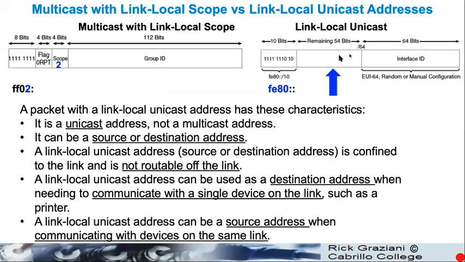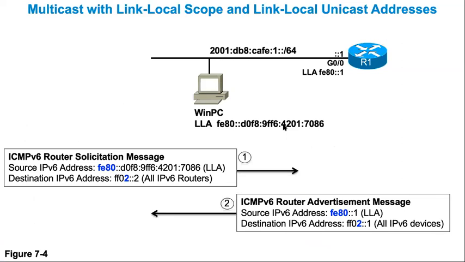Okay, so here I'm talking about the link local unicast. I won't go into detail here, but it's unicast. It can be a source or destination address. Remember, multicast addresses can only be destination addresses. Link local unicasts are never routable off the link. Okay, multicast with link local scope and link local unicast. Actually, let's see an example of using both.